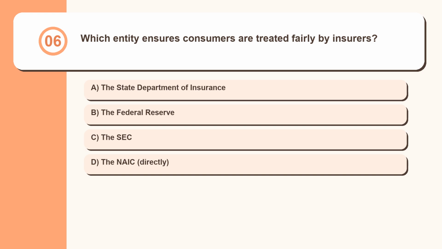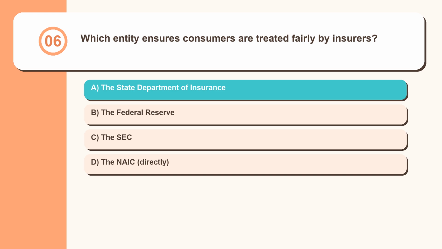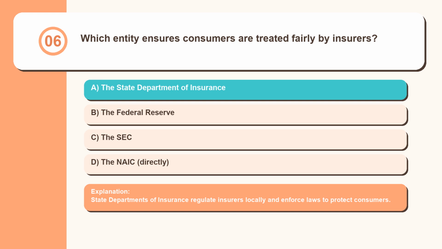Question 6. Which entity ensures consumers are treated fairly by insurers? The State Department of Insurance, the Federal Reserve, the SEC, the NAIC, directly. State departments of insurance regulate insurers locally and enforce laws to protect consumers.